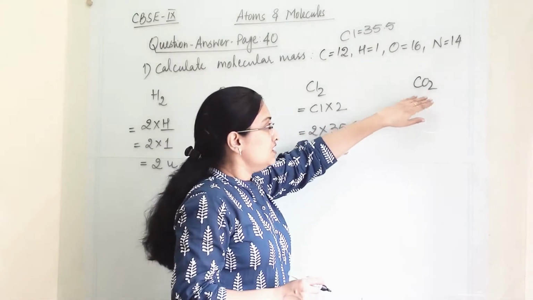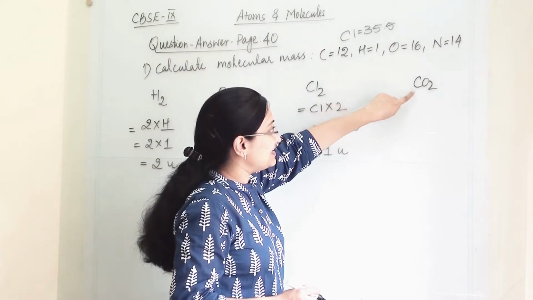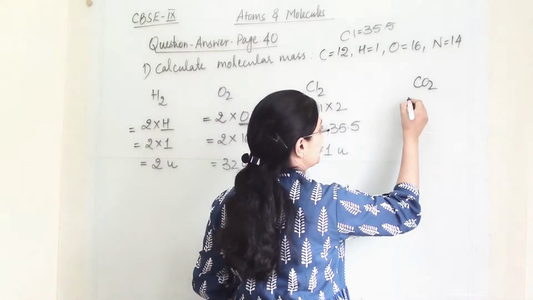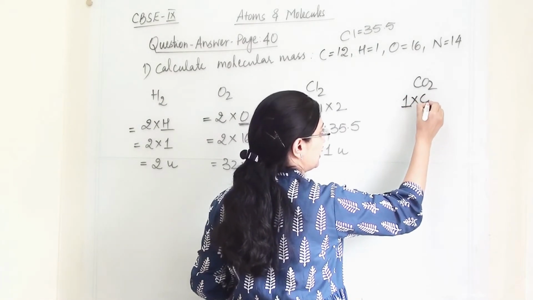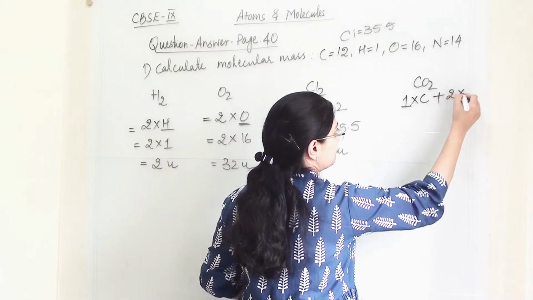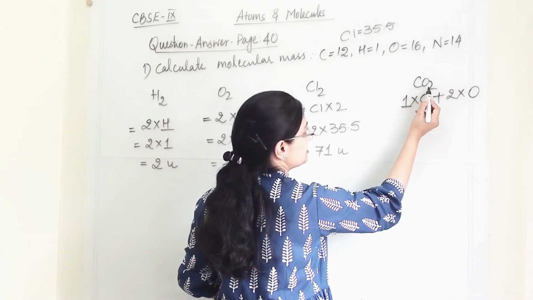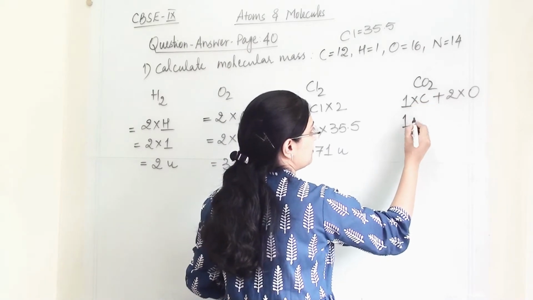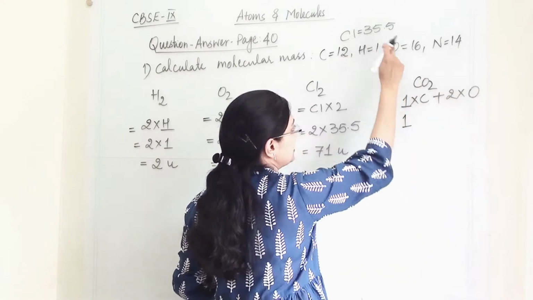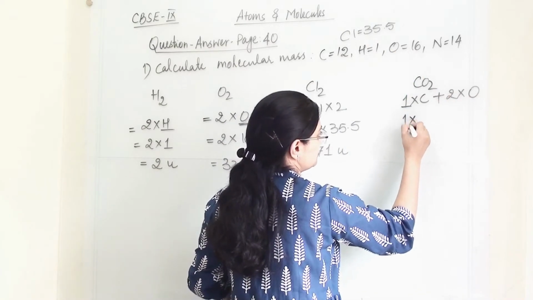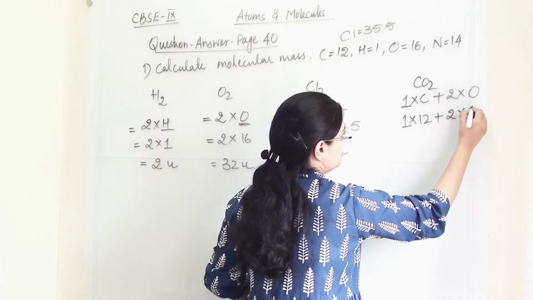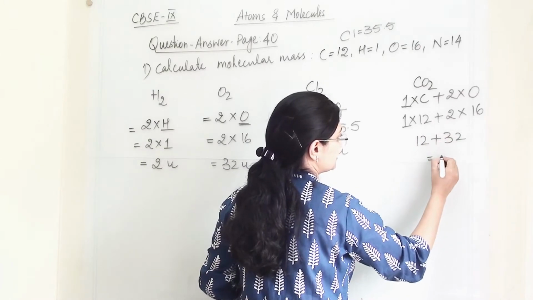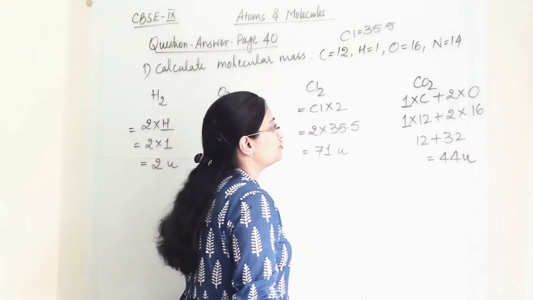Here we will find that there are two different atoms, one is carbon, one is oxygen. So we write 1 atom of carbon and 2 atoms of oxygen, because 1 carbon and 2 oxygen are present in this carbon dioxide. Now at the place of carbon and oxygen we write their atomic mass. So this is 12 plus 2 into 16. So it is 12 plus 32 and the answer is 44 unit.